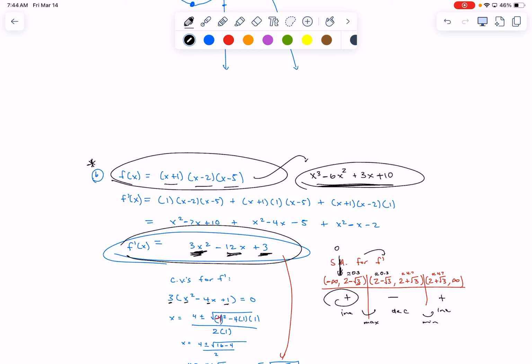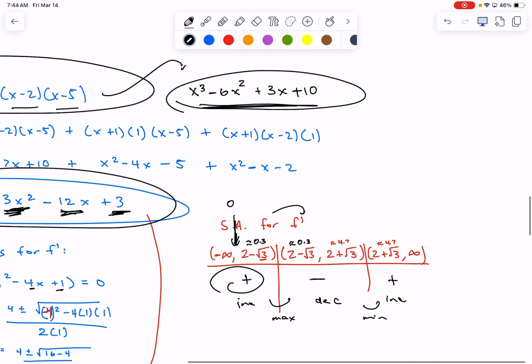you know, I mean, you can say increasing, decreasing on the intervals, but when you go to the relative maxes and mins and you actually have to plug them in, I'll let you plug in on your calculator. So you're going to go, you know, 2 minus root 3 cubed minus 6 times 2 minus root 3 squared plus 3 times 2 minus root 3 plus 10. Or you can plug it into y equals and just go to the table and type in 2 minus root 3.